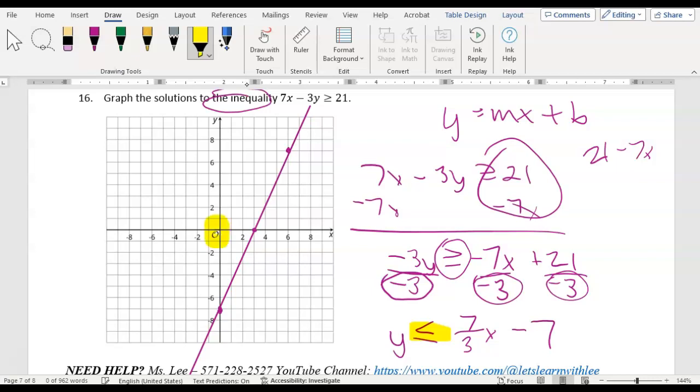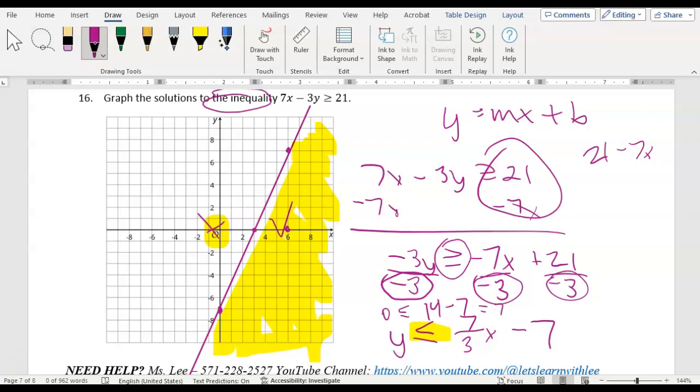So let's test a point 0, 0. If I test the point 0, 0 and I plug in 0 for y and x, I would get 0 is less than or equal to -7. Well, that is not true. That does not work. Therefore, that tells me I need to shade the other side of my graph. And if I were to test a point on this side, let's say 6, 0, that would work. So if 0 is less than or equal to, this would be 6 times 7 is 42, divided by 3 is 14, minus 7 equals 7. So 0 is less than 7. That does work, and so we know we've shaded the correct side.